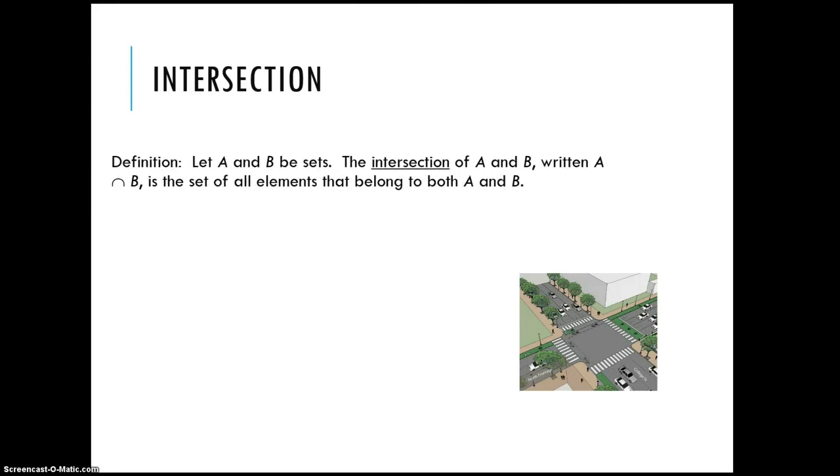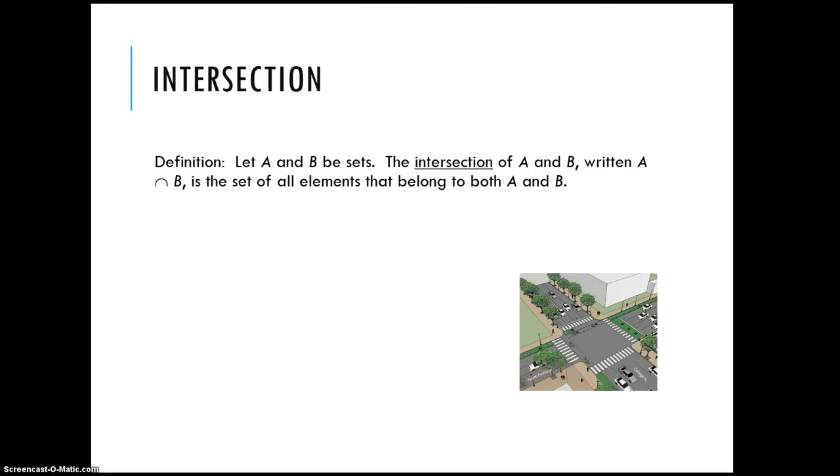Our next definition is intersection. Let A and B be sets. The intersection of A and B, written A intersect B, and that kind of got chopped off there a little bit, so let me see if I can write that up here. So A intersect B is the set of all elements that belong to A and B.